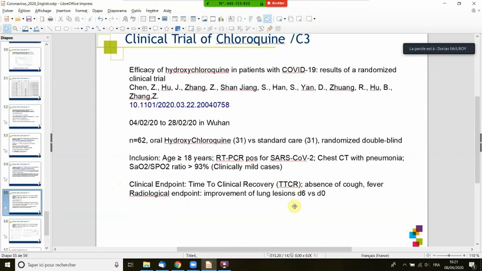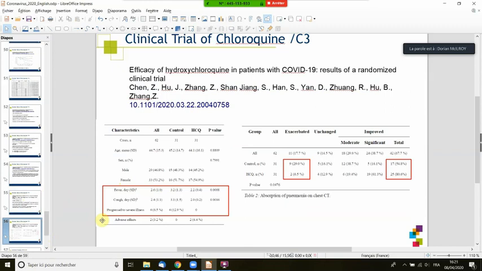So here are the results. This is the time to clinical improvement for fever and for cough. In the control group, patients improved after 3 days for cough or for fever, after 2 days in the hydroxychloroquine group. So they're getting clinically better 1 day quicker. And this is a significant result.